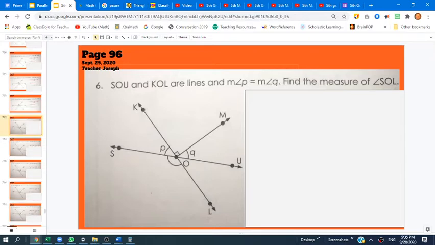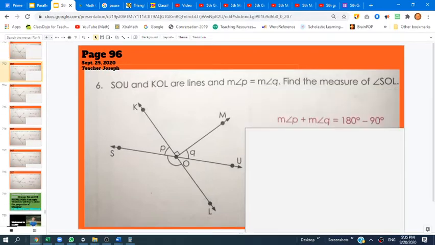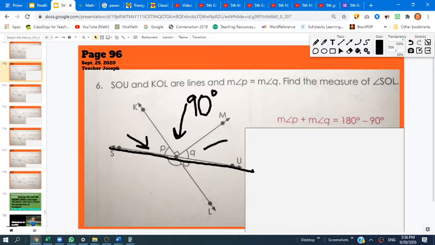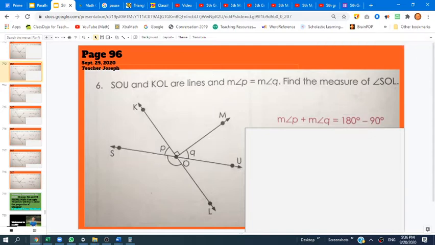So the first thing we're going to do, boys and girls, is understand that the measure of angle P plus the measure of angle Q is going to be equal to 180 minus 90. Why is that? Well, like I said, this is a line. This is 90 degrees because I see that square right there. And this angle, P plus Q plus this one is going to equal a whole straight line, 180 degrees. So that's going to be 90 degrees. Let's check that right there. That's 90 degrees. Okay, perfect.